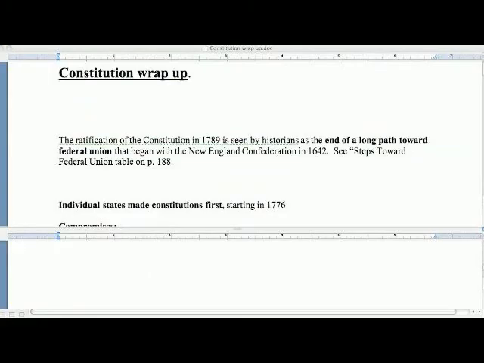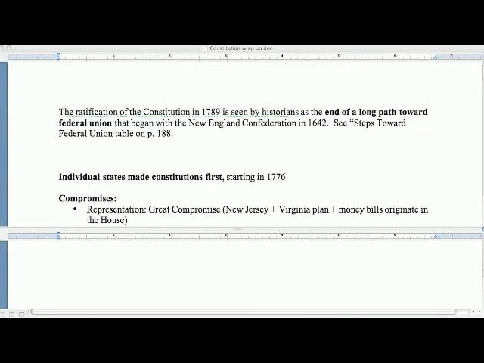Individual states made constitutions first, starting in 1776, and the delegates who met in Philadelphia in 1787 learned a lot from the process of watching states make their state-level constitutions.